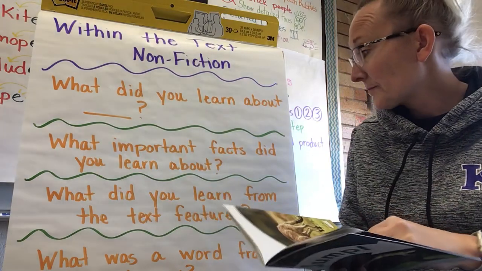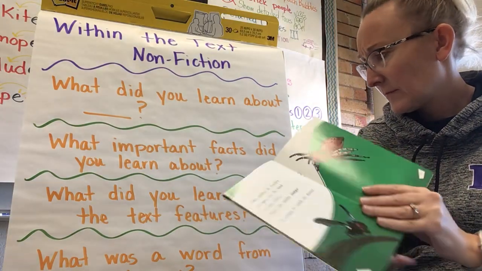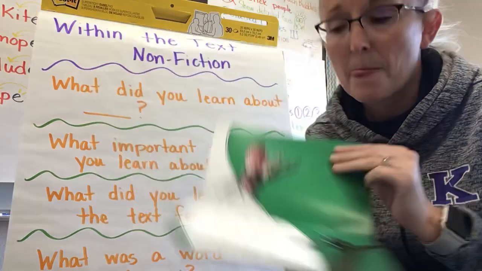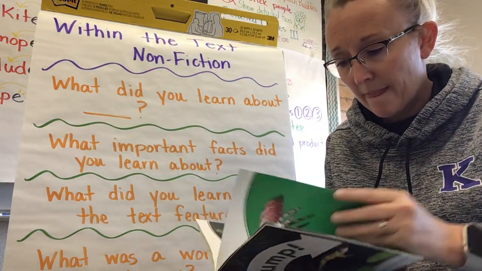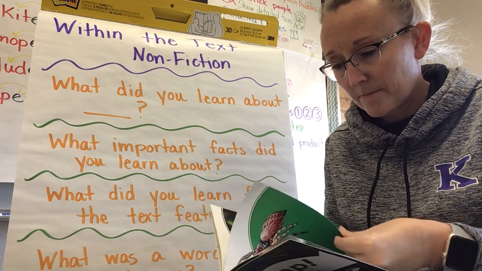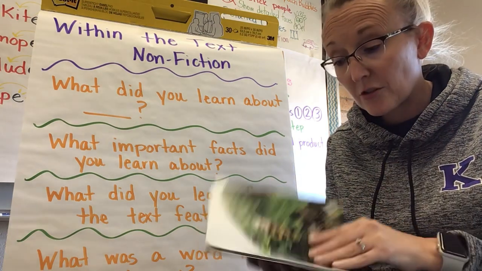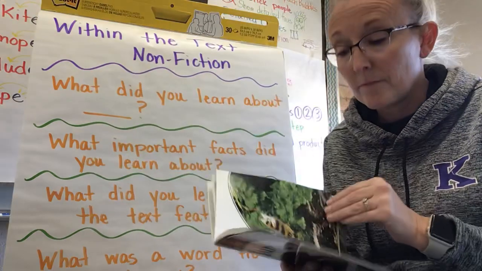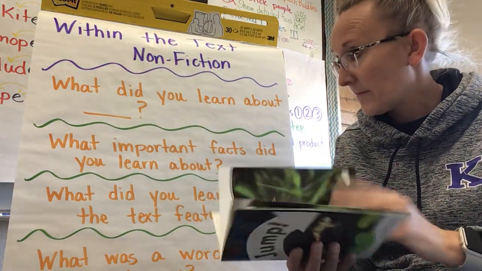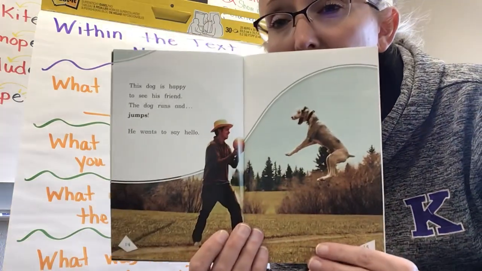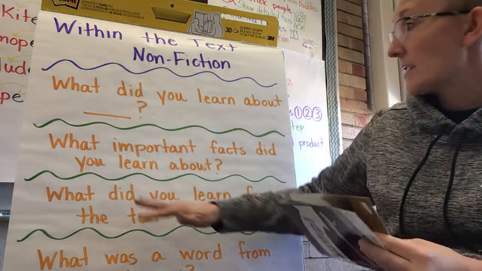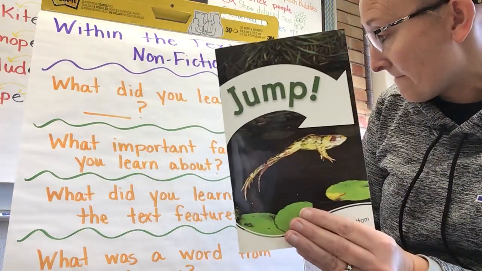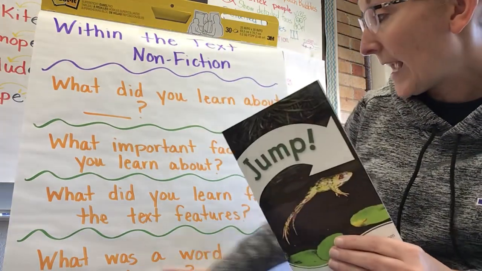Okay? Now, we don't have a lot of text features in here. No big pictures or anything like that. So we can't answer that question. What did we learn from the text features? So I just want to know what you learned about jumping. We can't answer this one.